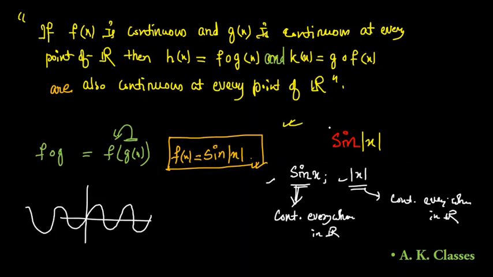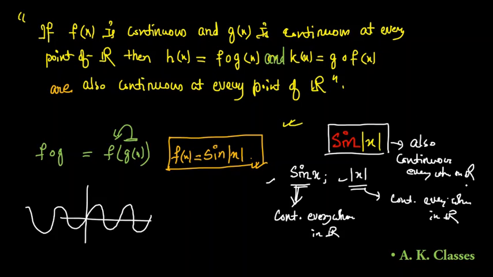Since these two functions are continuous, their composition, that means this one, is also continuous everywhere on R. Understood? For this type of case, we have to use this property. If the component functions are continuous, then their composition is also continuous. Okay? Any questions here?